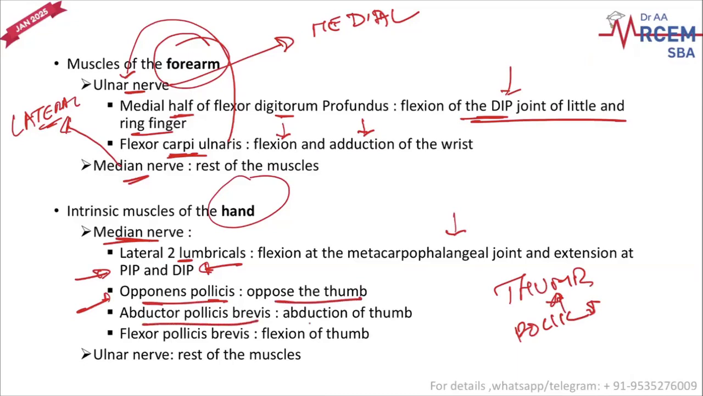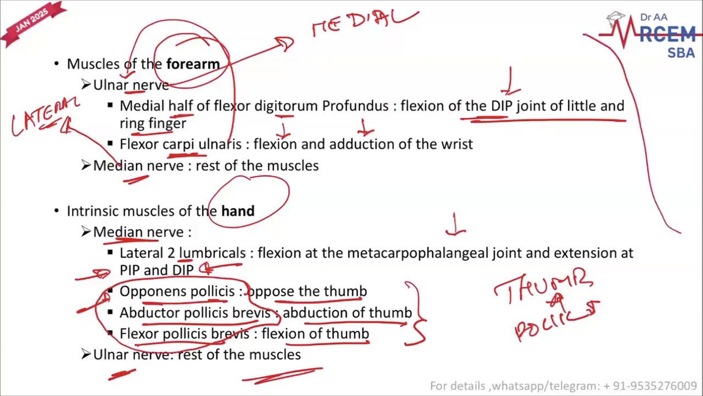Abductor pollicis brevis, abduction of the thumb. Flexor pollicis brevis, flexion of the thumb. So it's easier to remember. In other words, these are the muscles which usually make the thenar eminence. In your hand, the thenar eminence just below your thumb is present mainly because of these muscles supplied by this nerve. Ulnar nerve supplies the rest of all the muscles.